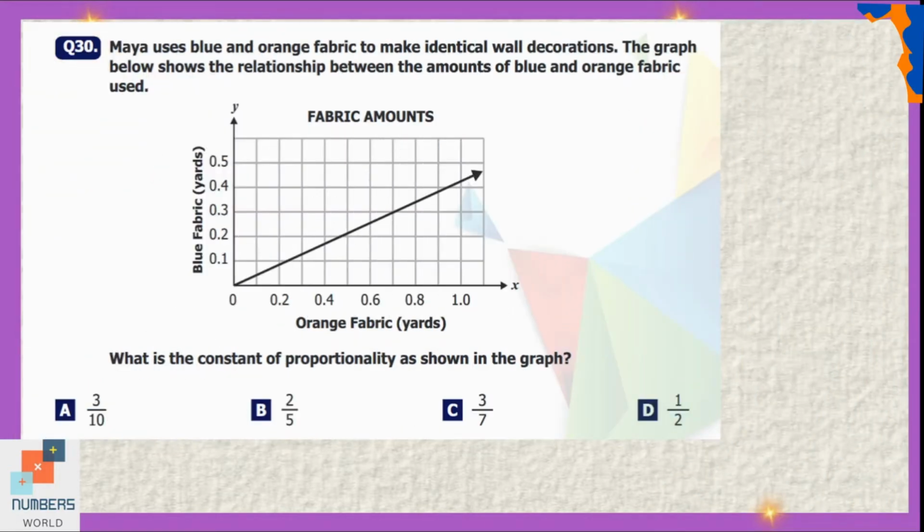Question number 30. Maya uses blue and orange fabric to make identical wall decorations. The graph below shows the relationship between the amounts of blue and orange fabric used. What is the constant of proportionality as shown in the graph?